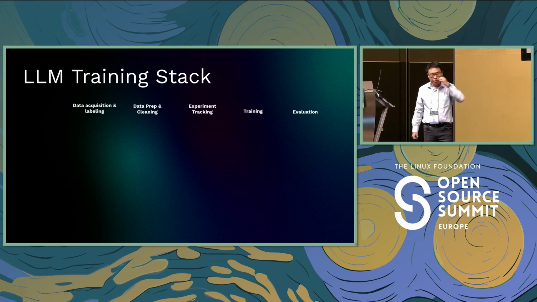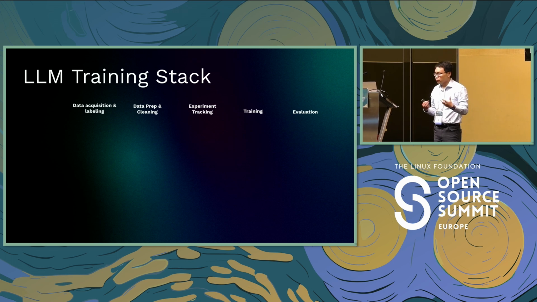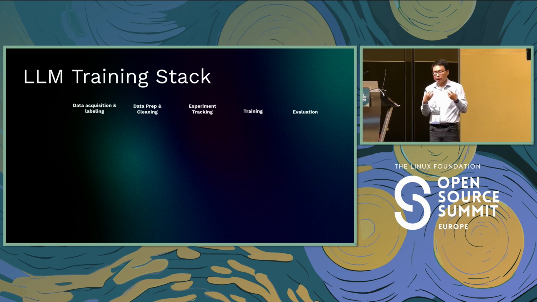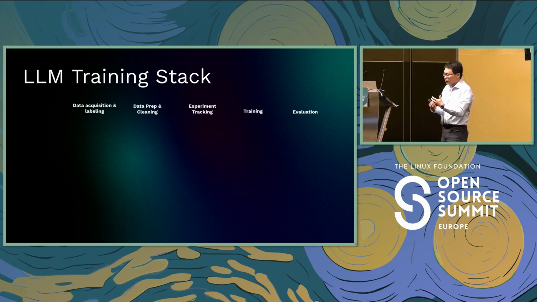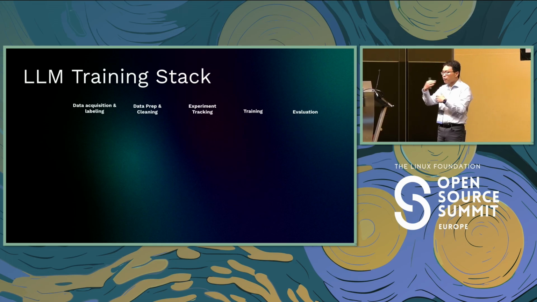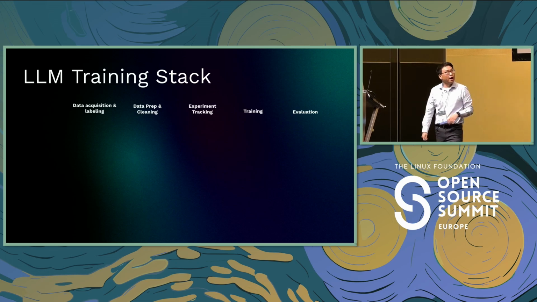Well, you start with data acquisition. You get whatever data you need for your domain. And then you prepare that data and clean it up, because data is generally messy. Then you run a whole bunch of experiments on that data. With each experiment you're training, you're evaluating, you're adjusting the parameters, and evaluating the results.